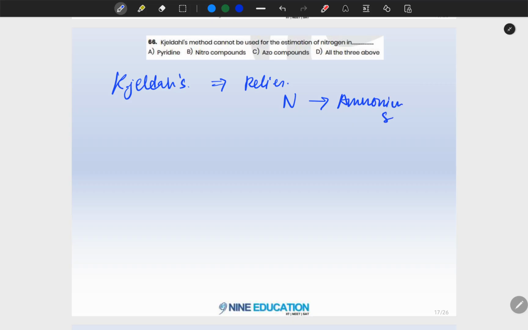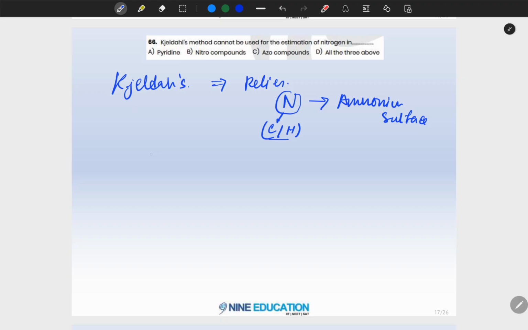Now this conversion of nitrogen into ammonium sulfate will be possible if the orientation of nitrogen is proper. If the nitrogen is properly bonded to carbon or hydrogen atoms in the particular organic compound, only then will this conversion be possible, and only then can we estimate the amount of nitrogen with the help of Kjeldahl's method.